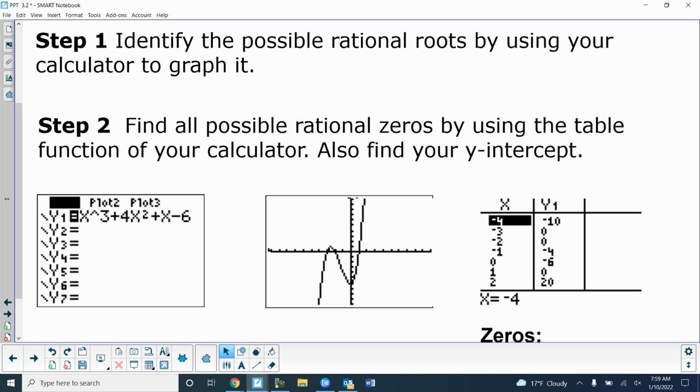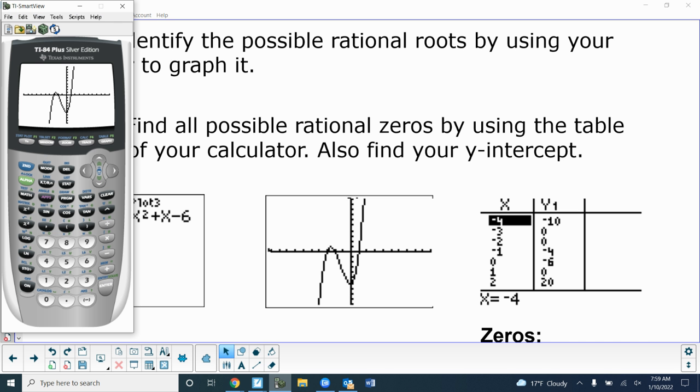All right. So we put it in our calculator. There's a picture. How do I get this? Table, right? That's second graph. Okay? So just a little review here. Second graph is your table, and then it gives you some values. Okay? So I'll put the same table as on my calculator that's already over there.